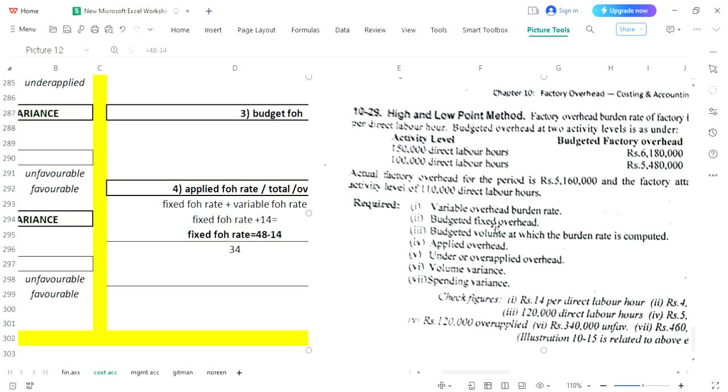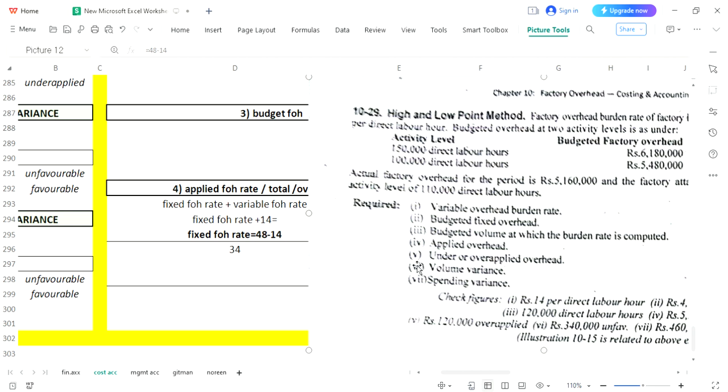It is budgeted fixed FH. Either you are working for 150 or you are working for 1 lakh, it would be absolutely the same, because fixed FH do not alter, it remains the same. So it means we can use 150 or we can use 1 lakh, that's the same thing. If you use 1 lakh, budgeted fixed FH would be same. Or if you use 150,000 hours, fixed FH will also be same. So we can use any hours.